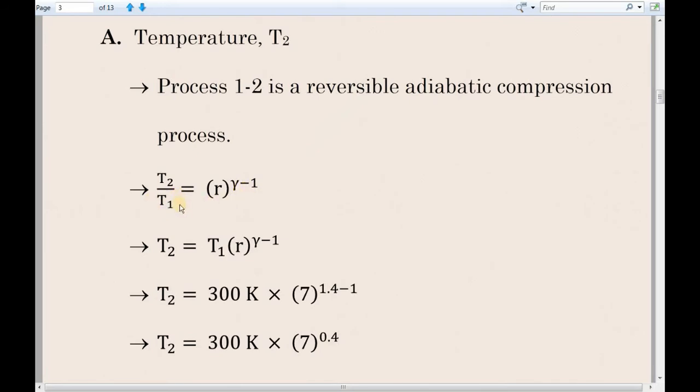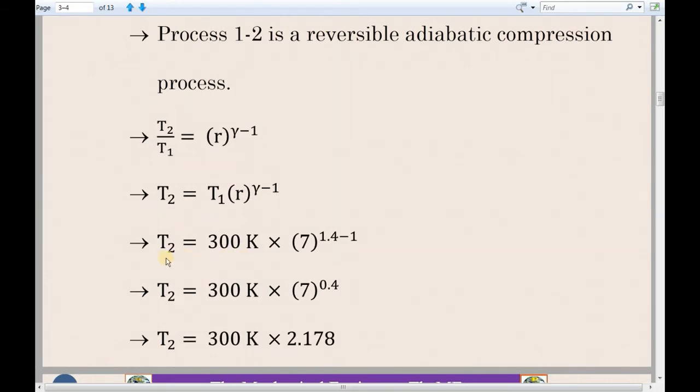In this formula, move T1 to the RHS. We get T2 is equal to T1 into r to the power of gamma minus 1. In this formula, we know the values of T1, r and gamma. So just substitute the values. We get T2 is equal to 300 Kelvin into 7 to the power of 1.4 minus 1. Here 1.4 minus 1 is 0.4. So the next step will be T2 is equal to 300 Kelvin into 7 to the power of 0.4.